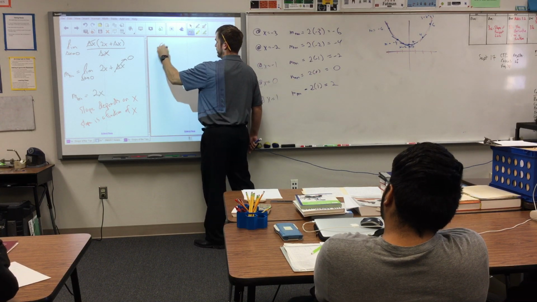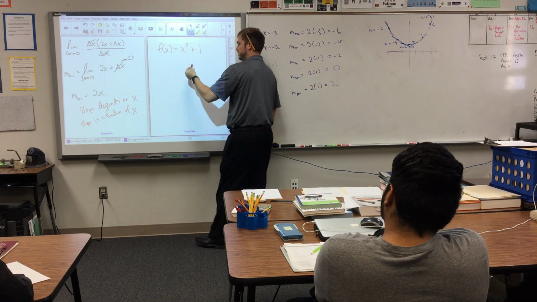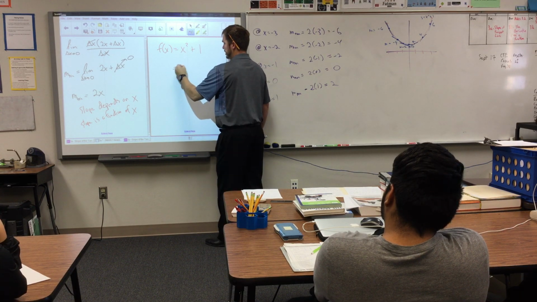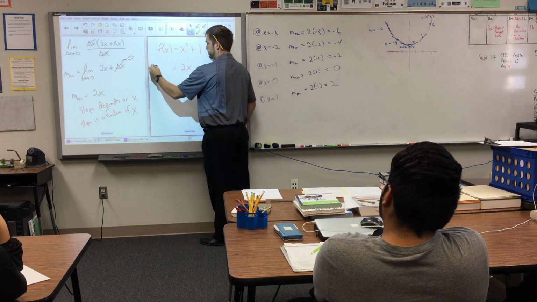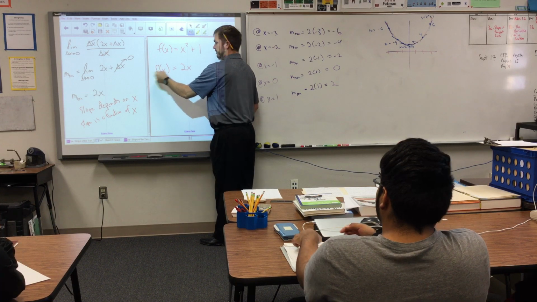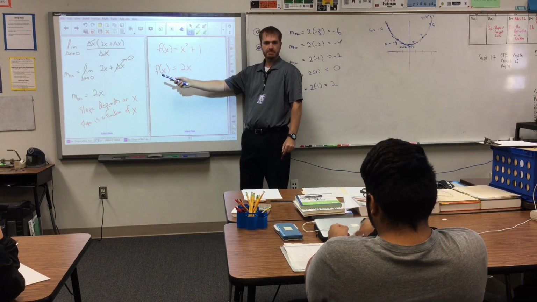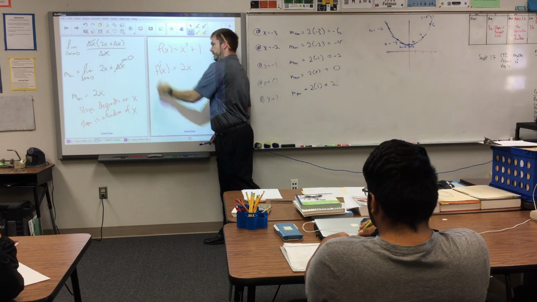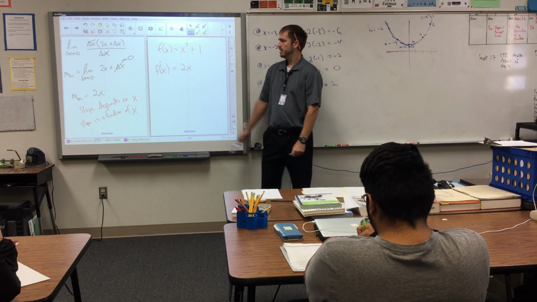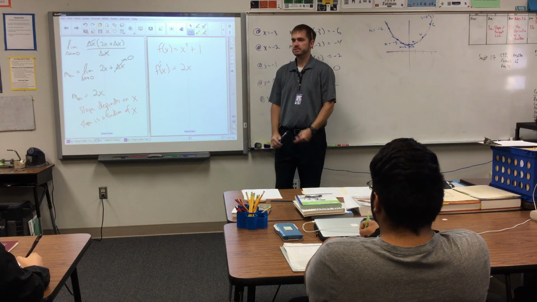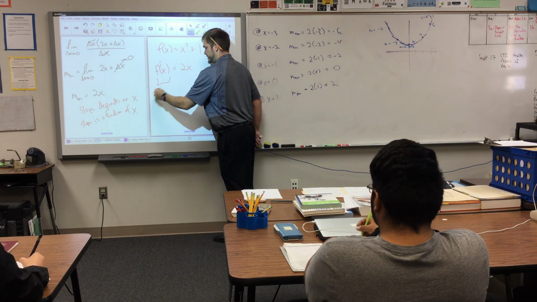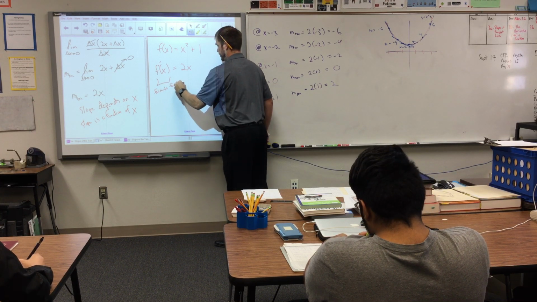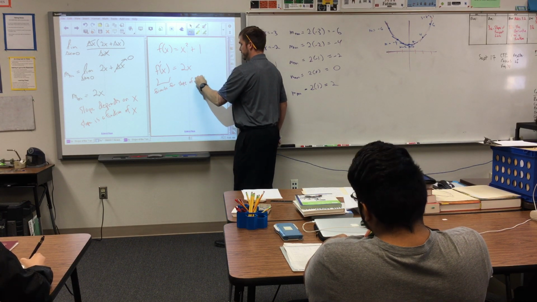We had up here f of x equals x squared plus 1. We have this new formula, which is 2x, which is the slope of the tangent line, and we have a notation for that. But we can't say f of x because f of x is already taken. So we say f prime of x. F prime of x is equal to 2x. And what this refers to is the formula for the slope of the tangent line.